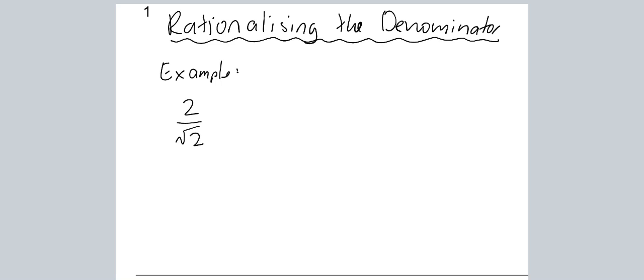Multiply the top and the bottom by the same thing. Thank you, Sam. Everyone get that? Multiply top and bottom. Okay, cool. You can multiply the top and the bottom or divide the top and bottom by the same number.